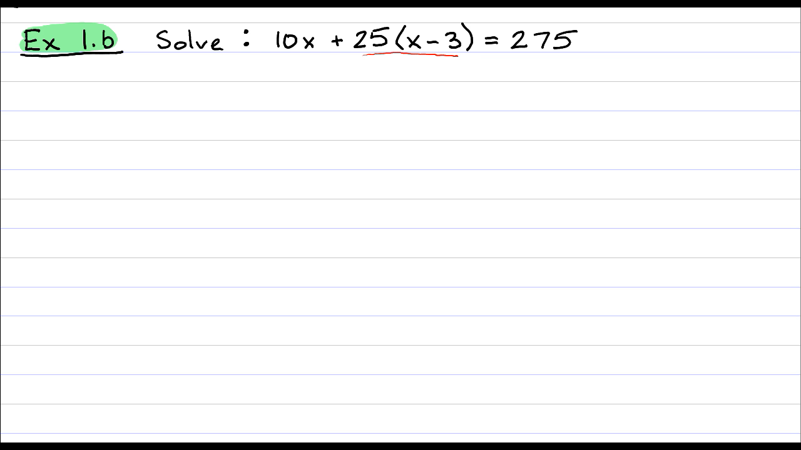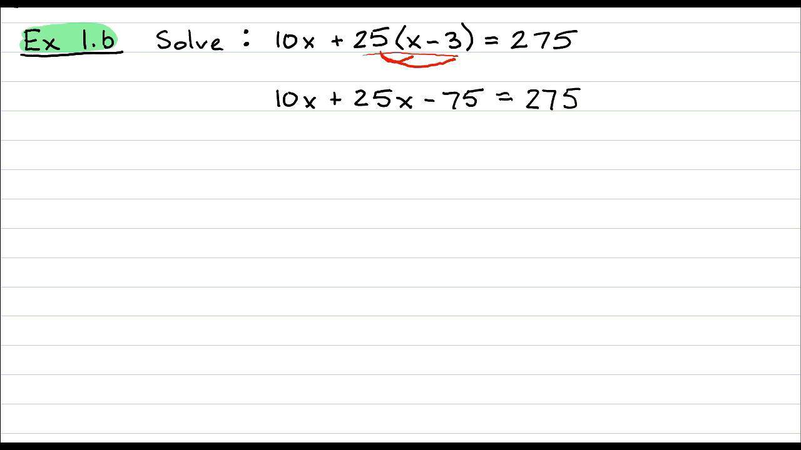Okay, so the very first thing I need to do when there are parentheses is get rid of them. Basically, I need to take that 25 and multiply it through so that I can get rid of the parentheses. If I do that, I'm going to end up with 10x plus 25 times x minus 75. Now, you need to be careful. There's sort of a trap here that's easy to fall into. Basically what you need to keep in mind is that this 25 has to get multiplied by the x as well as the minus 3. I have to multiply it by both of those if I want to get rid of the parentheses. I'm not doing anything with the right-hand side. That's going to stay 275.